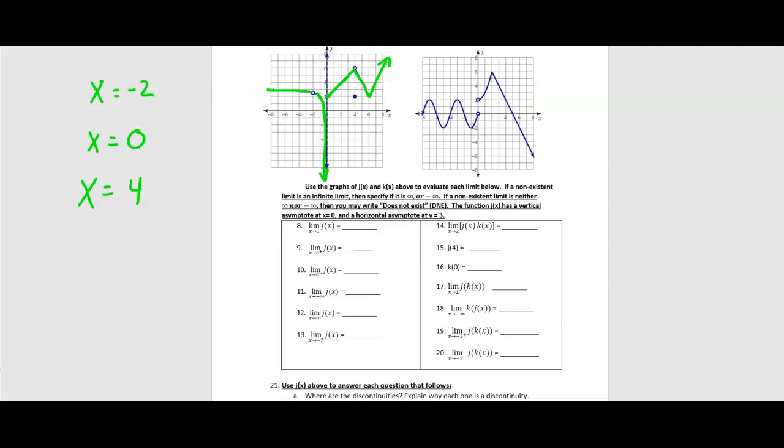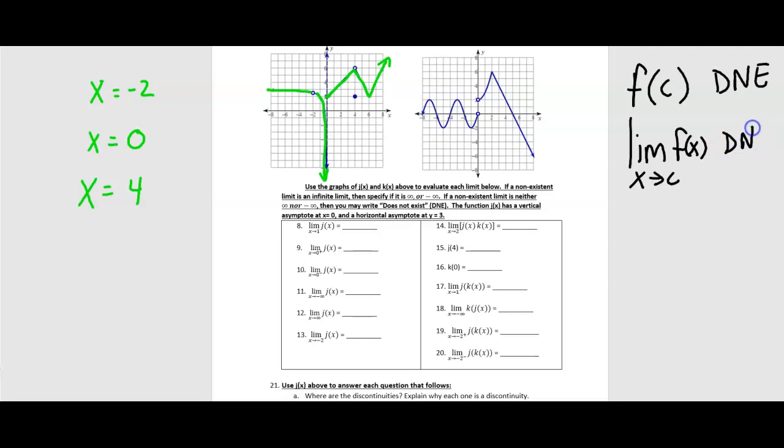Now I have to give a reason why each one of these is a discontinuity. If you want to state the reason why there's a discontinuity, you have one of 3 options. One of your options could be that f of c doesn't exist. In other words, there is no y value at that point. There's no closed dot at that point. Another reason why the function may not be continuous is because the limit doesn't exist at that point.